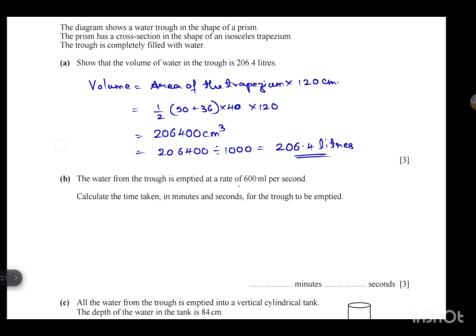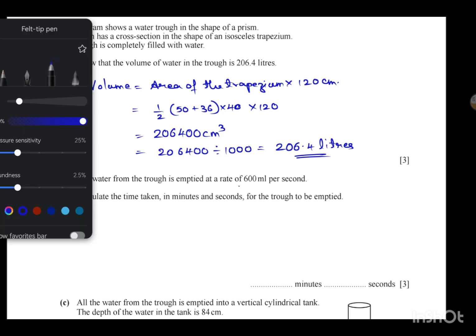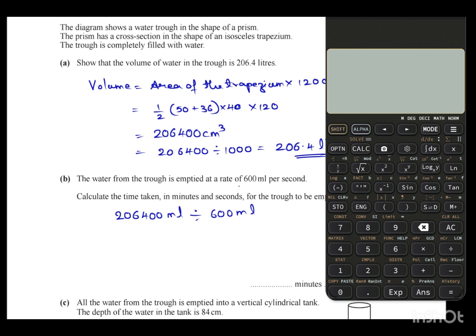Question B. The water from the trough is emptied at a rate of 600 milliliters per second. Calculate the time taken in minutes and seconds for the trough to be emptied. Now the whole trough is being emptied and it is given that per second 600 milliliters of water is being emptied. So first of all, let us write the volume of water in milliliters here. This is the water volume in milliliters, and now you have to divide that by 600 ml, because every second 600 ml is going. So how many seconds it is taking, we will get now.